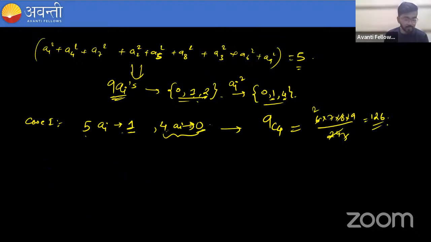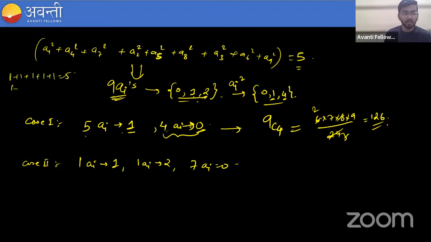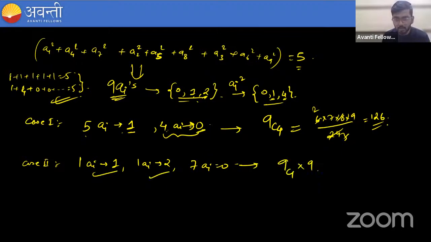Now, case 2. Case 2 is you can get one AI as 1, one AI as 2, and 7 AIs as 0, right? 1 plus 4 plus 0 plus 0, like this, is 5. Is there any other way you can get 5? There is no other way, right? So here, out of these 9 elements, you can choose any one to be 1, any one to be 2. So you can do it in 9C1 into 9C1 ways, which is equal to 81 ways.